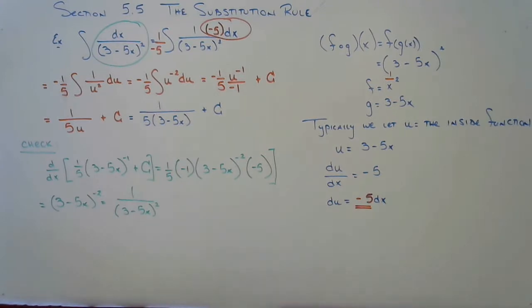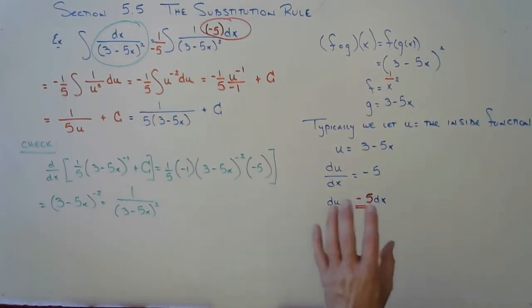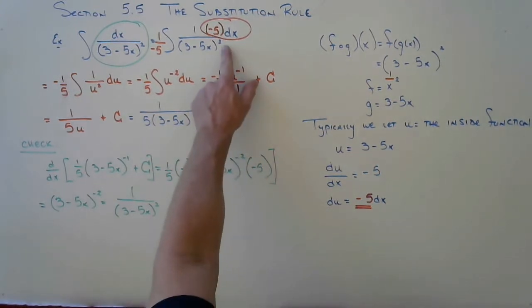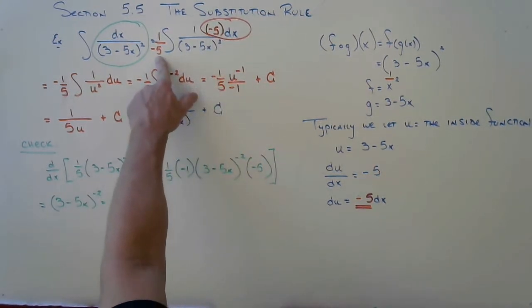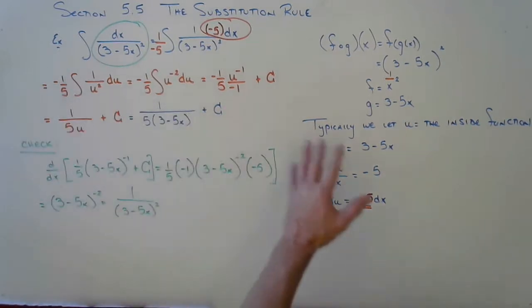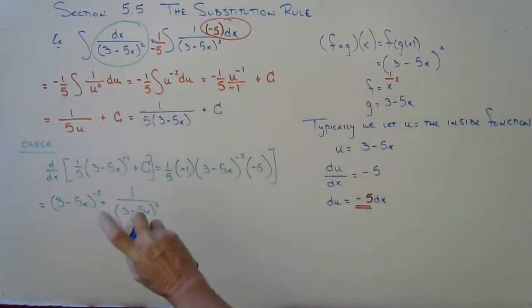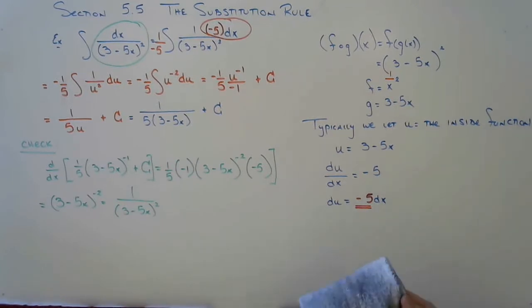So this example covers what happens if I'm missing a constant. It's nothing to panic about. You just introduce the constant and divide by the constant out in front, and then proceed with your U-substitution. Once again, we chose u to be the inside function. And that's typically what we're going to do. Not always, however.